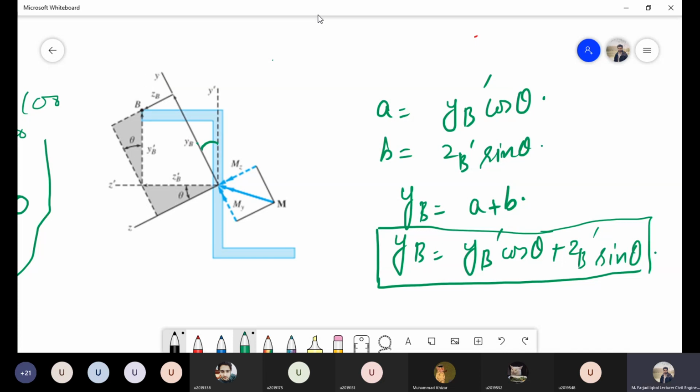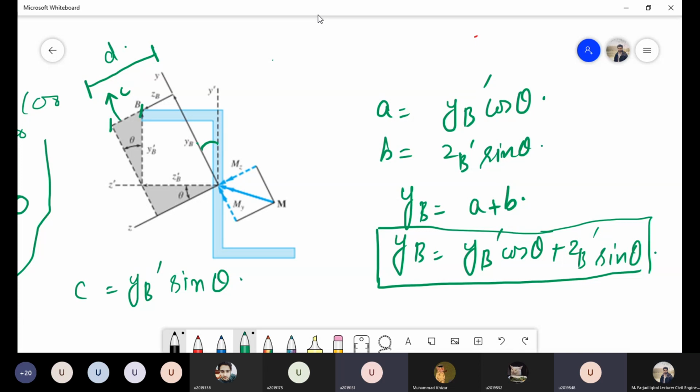So over here, can anyone tell me what is this distance? Let's call this c. How much will this be? Sir, yb dash sin theta. So I can say that c is yb dash sine theta. What will be this total distance? Let's call this d. So how much will this total distance be? zb dash cos theta. How much? zb dash cos theta.